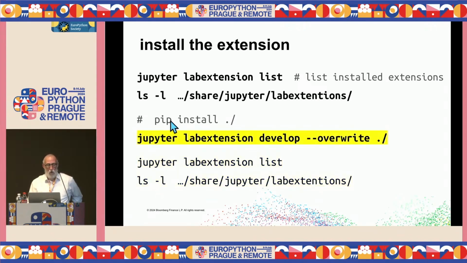Now notice, we could install our extension with pip install. The problem with that is every time we make a code change, we're going to have to do the install all over again. So instead, for the tutorial, we're going to install it with the labextension develop command. --overwrite means get rid of anything that was previously installed. And this will install in development mode, in an editable mode, so that any changes we make to the code will not require a reinstall.